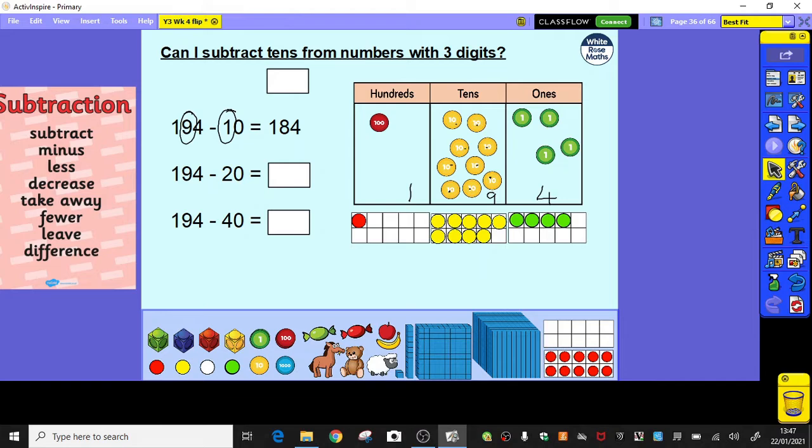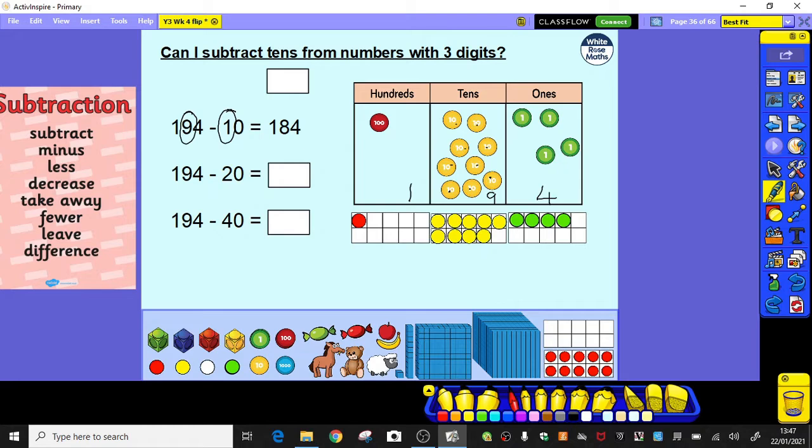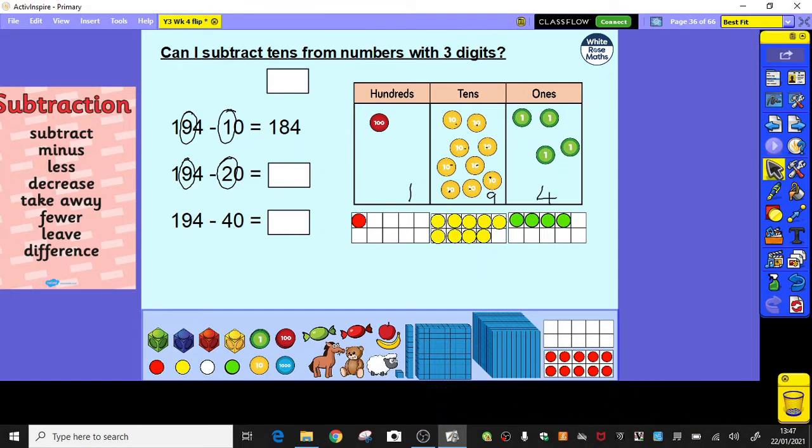194 subtract 20. So this time I've got 9 tens to start with and 2 tens to take away. And you'll see that there's no change in the ones digit because we're not taking any ones away, we're just taking tens away today. So 9 tens take away 2 tens, which I can show on here. 9 tens take away 2 tens, leaves me with, how many? That's right, 7 tens. So my number is now 174.